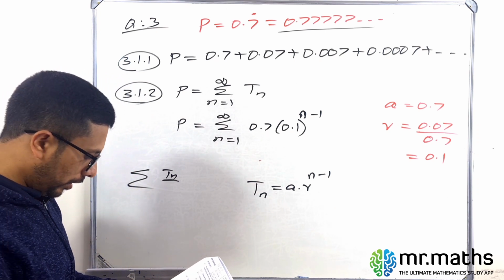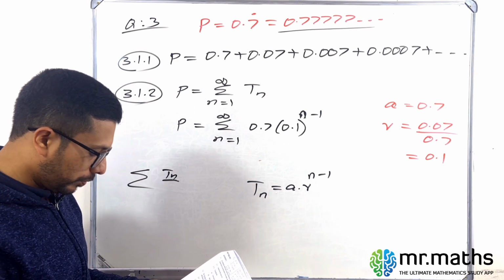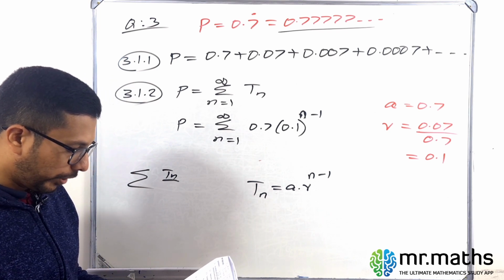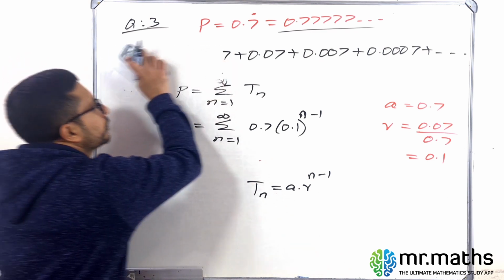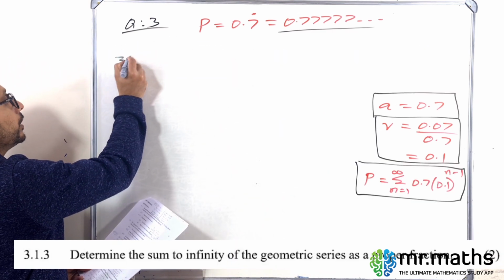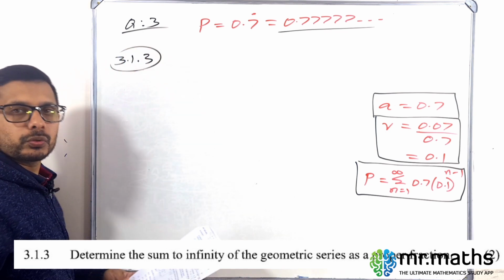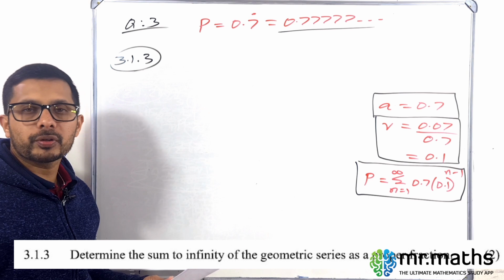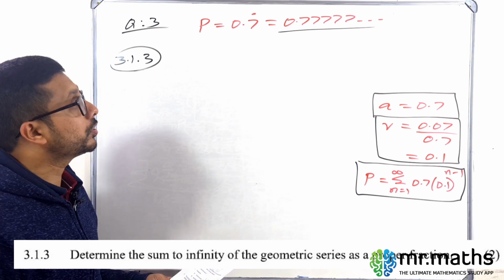Okay, now let's move to the next question, 3.1.3. What is that question? Determine the sum to infinity of the geometric series as a proper fraction. Sum to infinity of this geometric series.